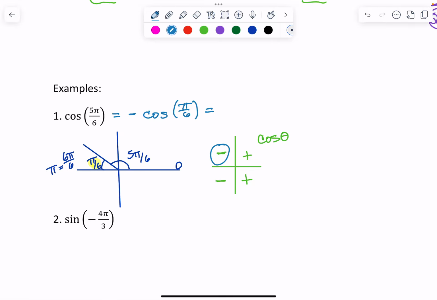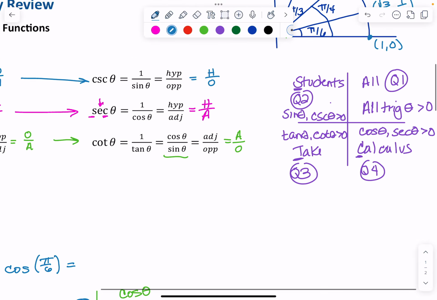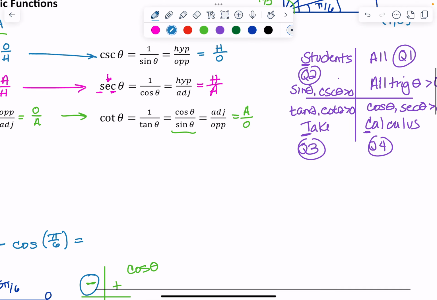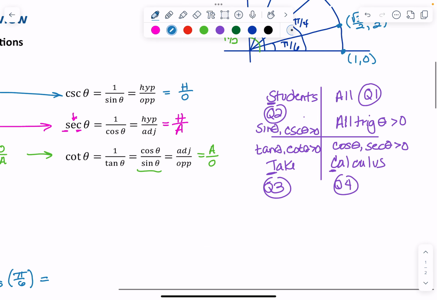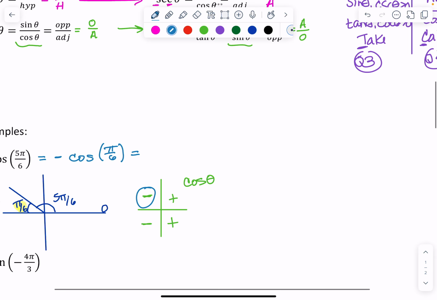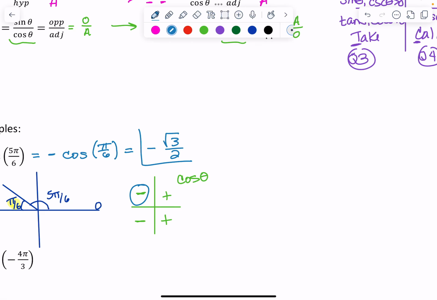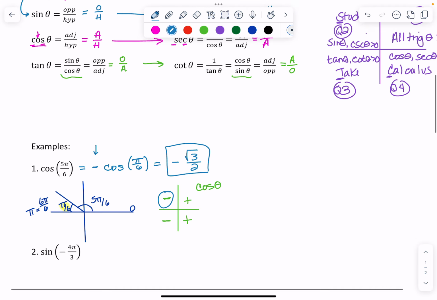Going back up above, the cosines go with my x values. Those are my adjacent sides. So if I want to think about that at pi over 6, my x value is root 3 over 2. And so I'm going to get a negative root 3 over 2. That negative is from in front of the cosine when I went to the reference angle right here. All right, and that's how I use that reference angle there.